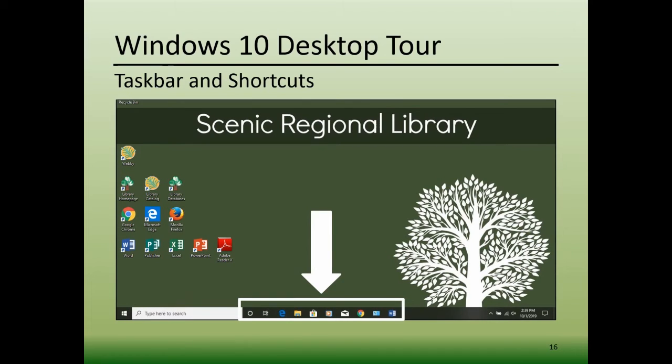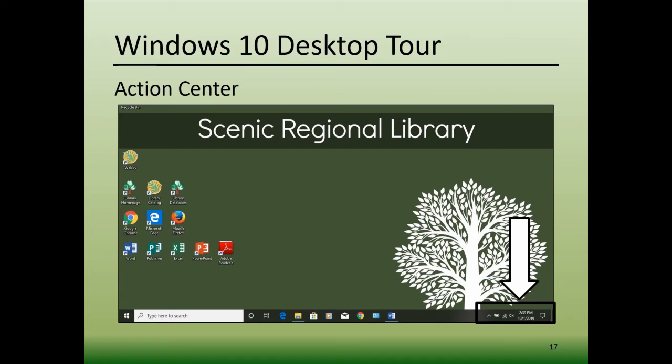To the right of Cortana, we have taskbar and shortcuts. These are icons that are located on your taskbar and allow you quick access to frequently used programs. Additionally, any program that you have open will have an icon on the taskbar. You can remove and add shortcuts to this area of the taskbar.